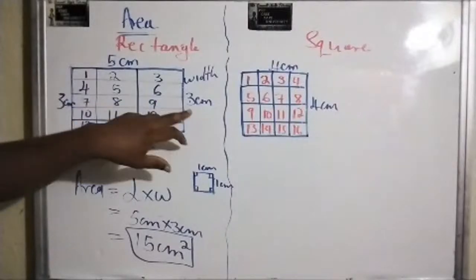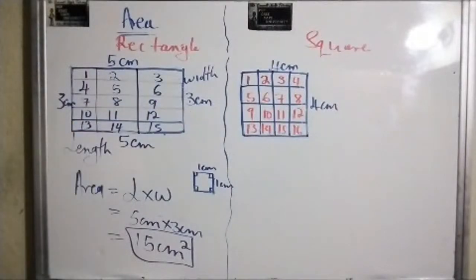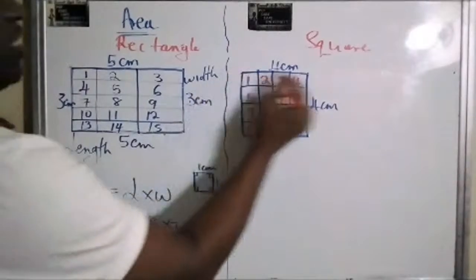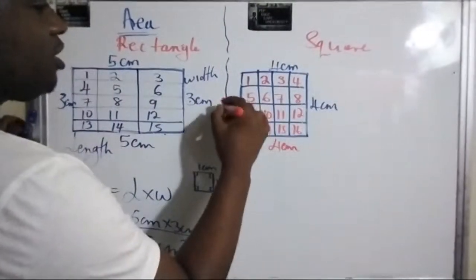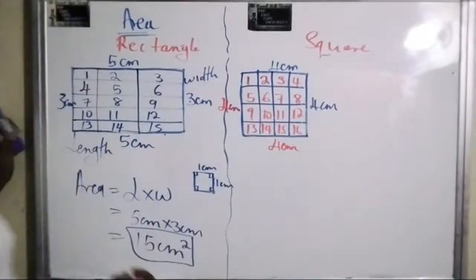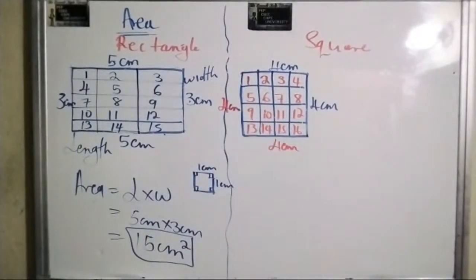So this is 3 and this is 3. But with the square, this side is 4, this is 4, this is 4, and this is also 4. So with the square, all sides are equal. So that's the difference between a rectangle and a square.